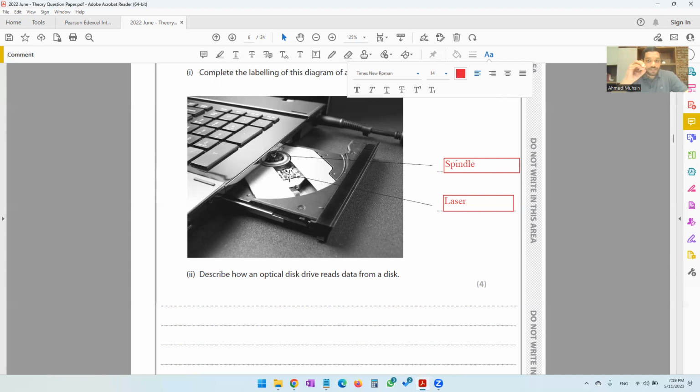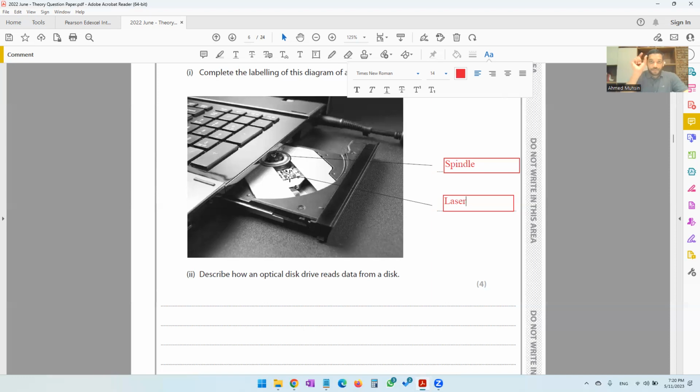So when there is a reflection of light, your computer understands that it's a binary value of 1. I hope you do recall that all data stored in your computer is stored in the form of binary, 1s and 0s. When your CD is rotating, you have a laser reading the data on your optical disc. How does it read?